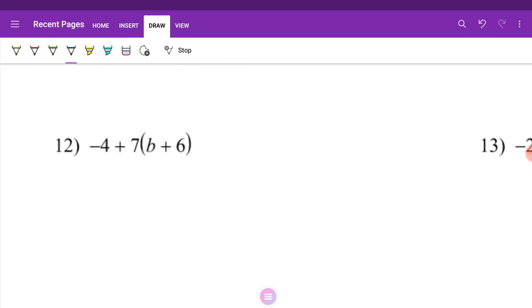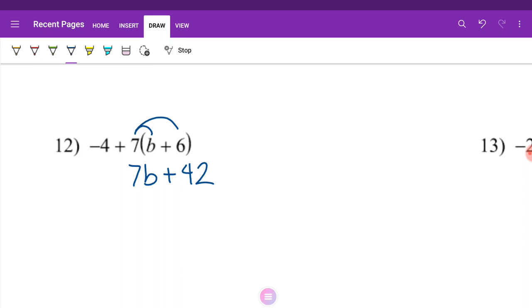Okay, this one's a tricky one. Negative 4 plus 7 times b plus 6. Now, order of operations: parentheses, exponents, multiplication, division, addition, subtraction. Those parentheses mean multiply, so we have to do that first.